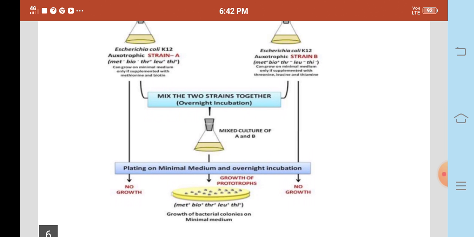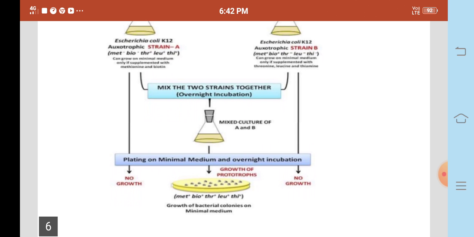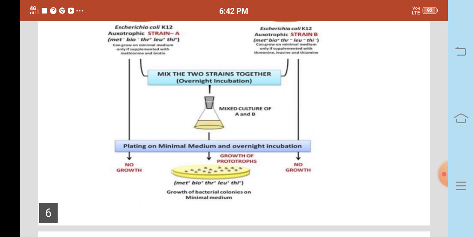Mix the two strains together with overnight incubation. This is the mixed culture of strain A and strain B. In the result, after plating on minimal medium and overnight incubation, there is growth of prototrophs, growth of bacterial colonies on minimal medium.